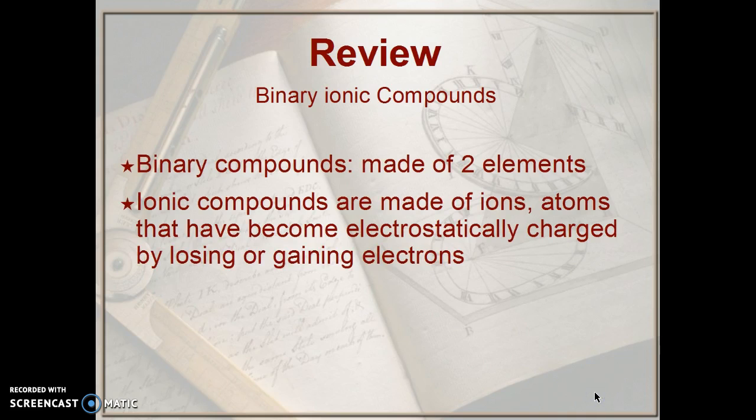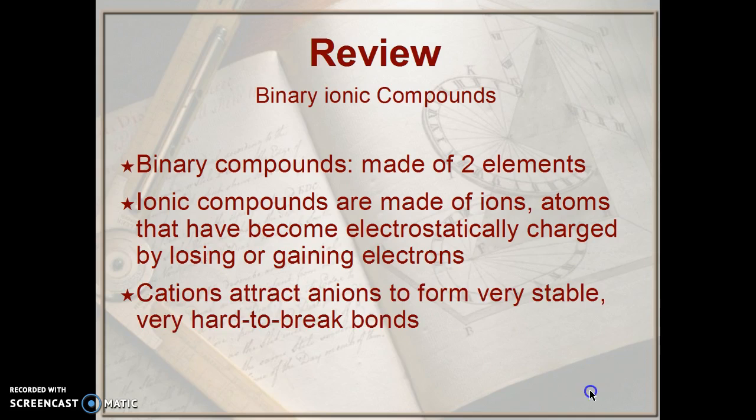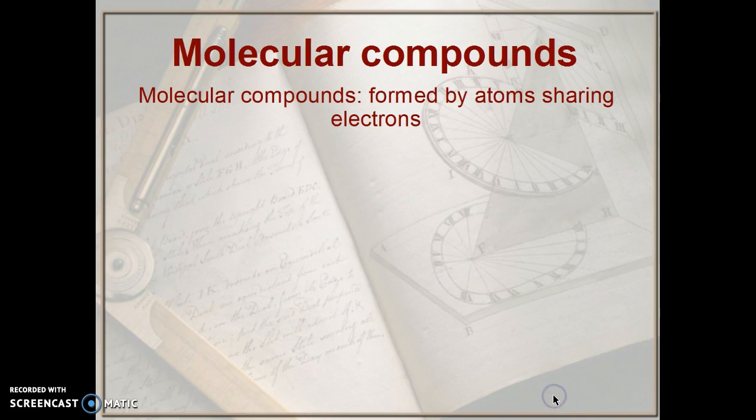They're made of ions, atoms that have become electrostatically charged by losing or gaining electrons. The cations, the positive ions, attract the anions, the negative ions, and form very stable, very hard to break chemical bonds, very high melting points. Sodium chloride, calcium oxide, aluminum fluoride, and potassium sulfide are some of these ionic binaries.